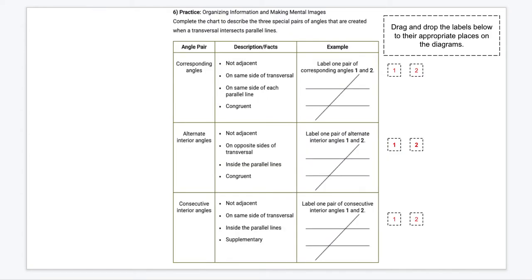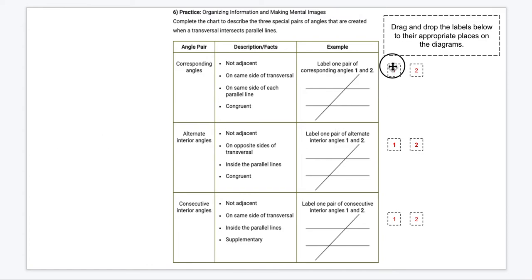So let's actually move on to slide 4, and let's organize some information that we know about some of the angles that are formed that have special relationships when we have parallel lines being cut by a transversal. So my first angle pair that I'm going to talk about is a corresponding angle. And the biggest thing about them is that they're not going to be adjacent, so they're not going to be right next to each other. They're on the same side of the transversal, and on the same side of each parallel line as well, and they're also going to be congruent when we have parallel lines being cut by a transversal.